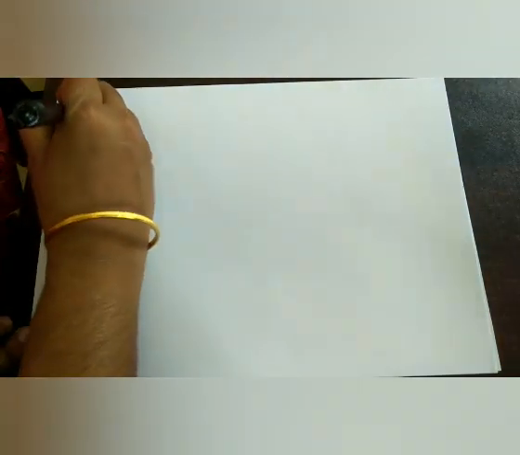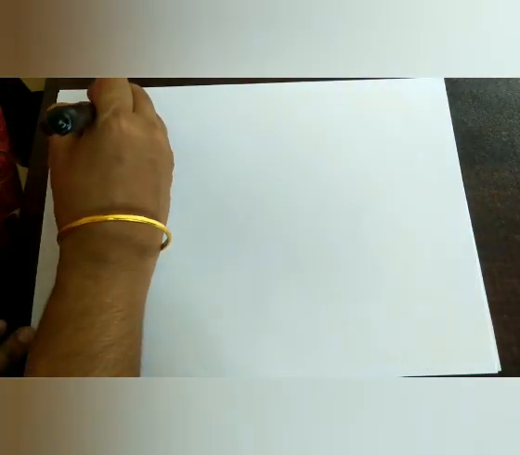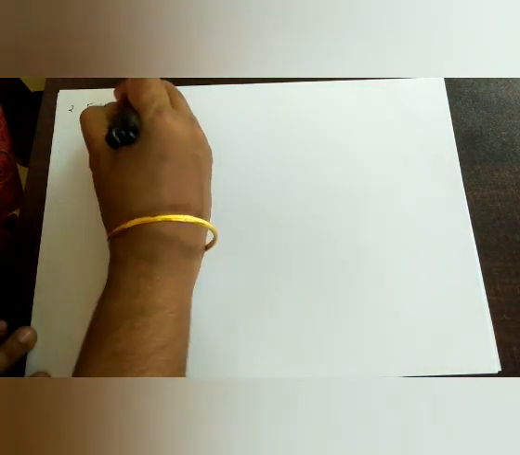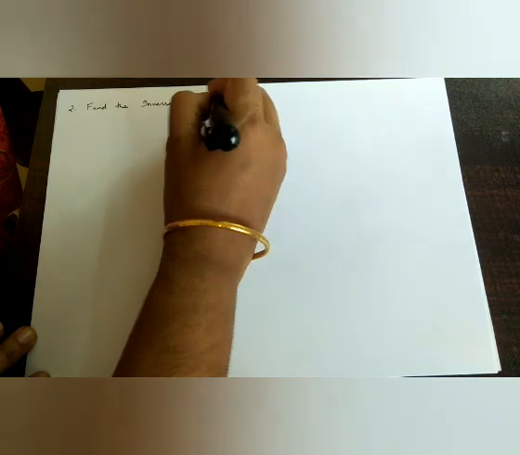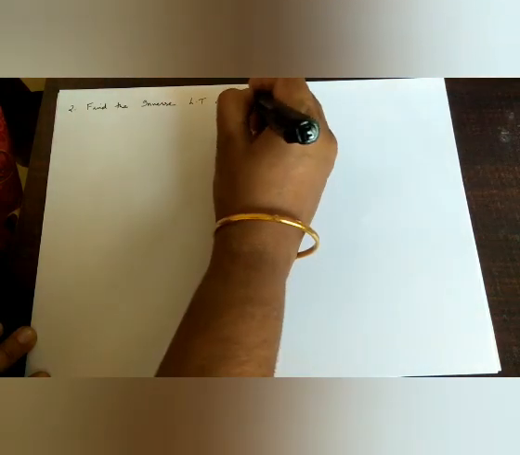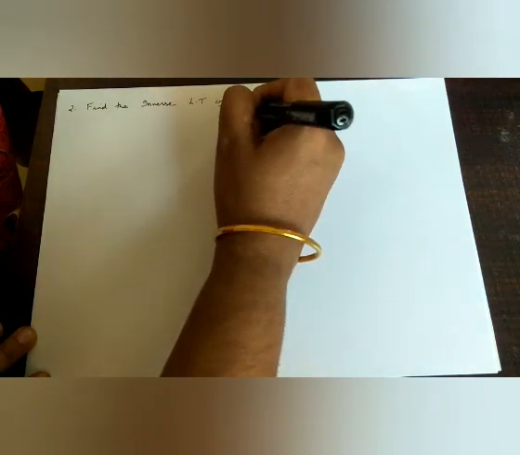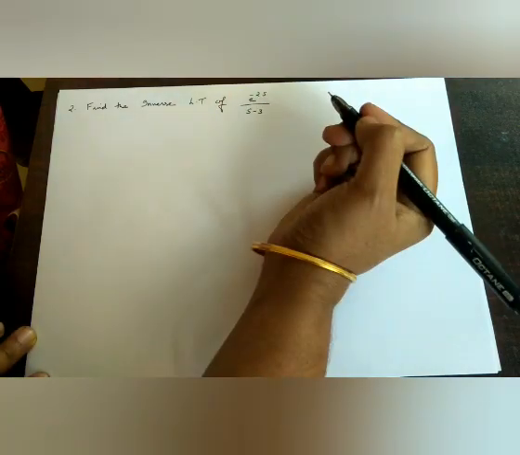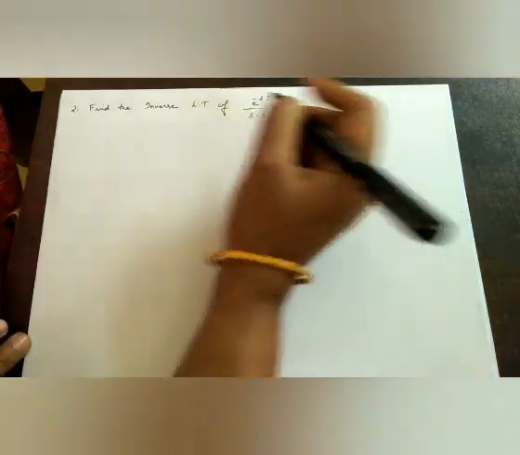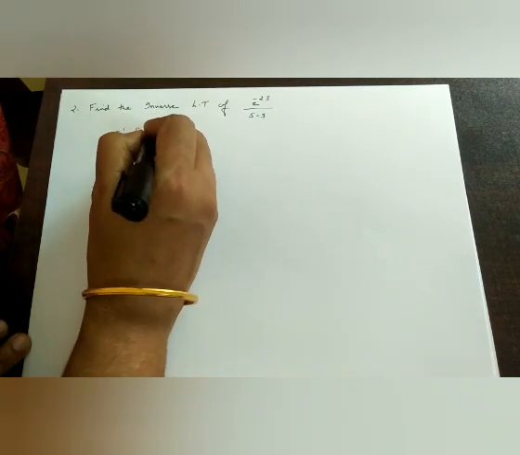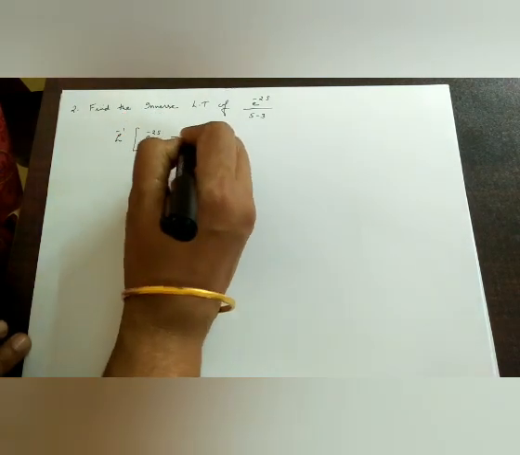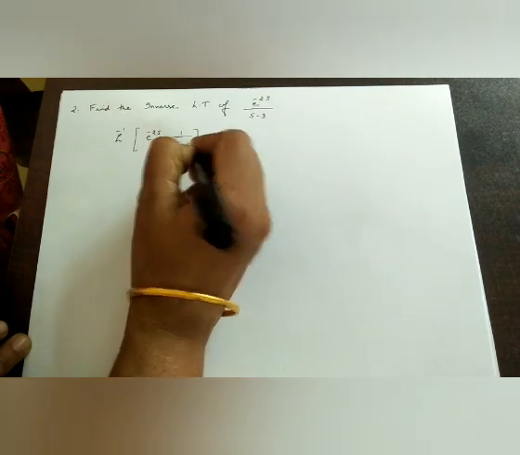The second question is: find the inverse Laplace transform of e raised to minus 2s by s minus 3. That is L inverse of e raised to minus 2s into 1 by s minus 3.